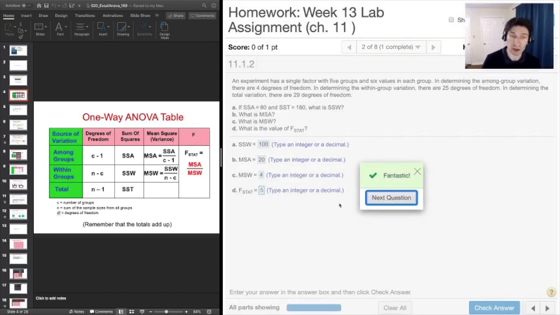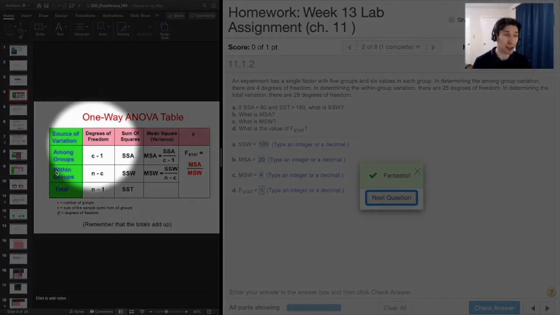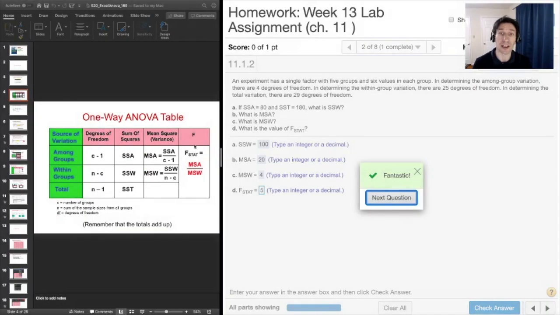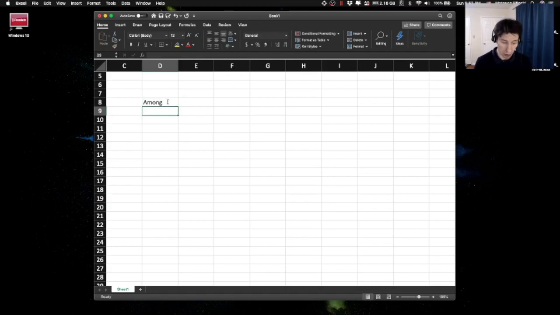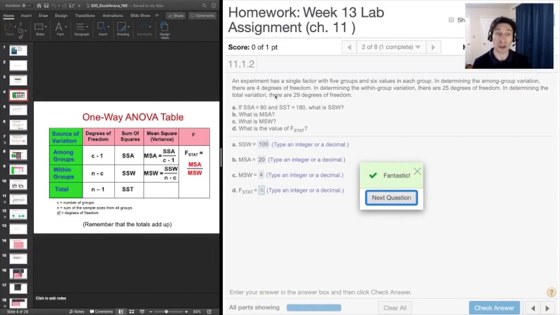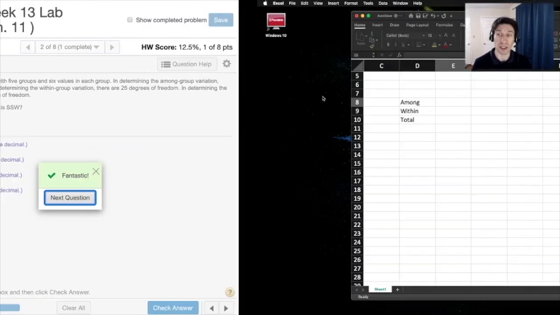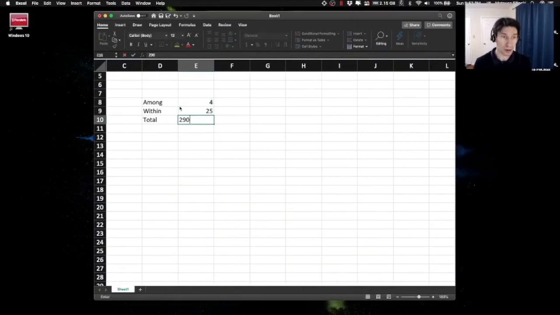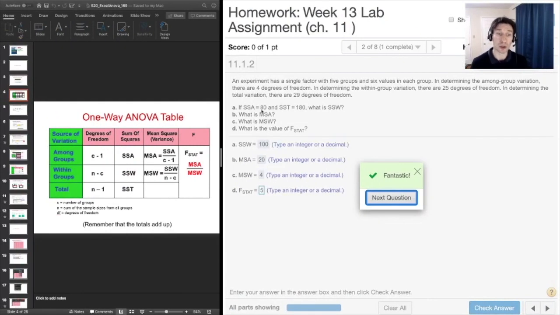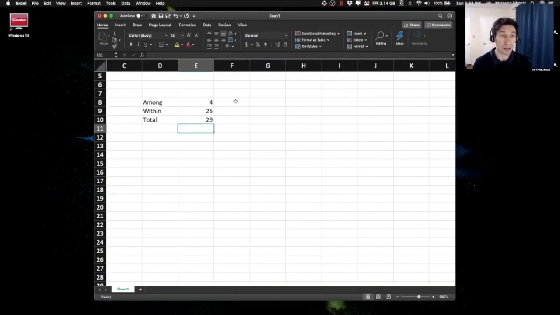Before we move to the next question, I want to show you a little trick. You could have gotten to all these answers really quickly if you just made this little table for yourself inside of Excel. How would you have done that? Well, put a row for among, a row for within, a row for total, and fill in the degrees of freedom values 4, 25, and 29. Then it told us SSA and SST. So now we've put in all the information that we received from the question.